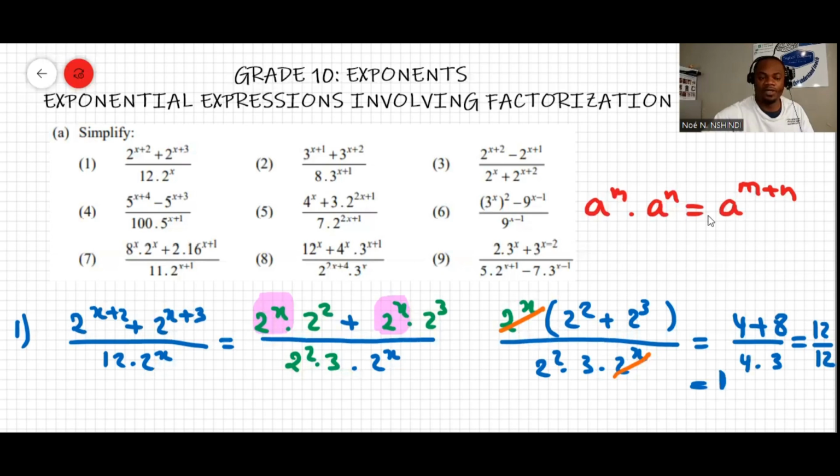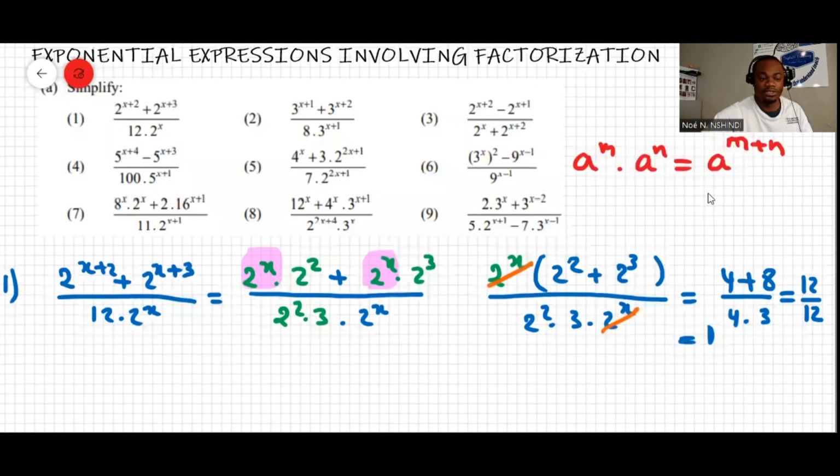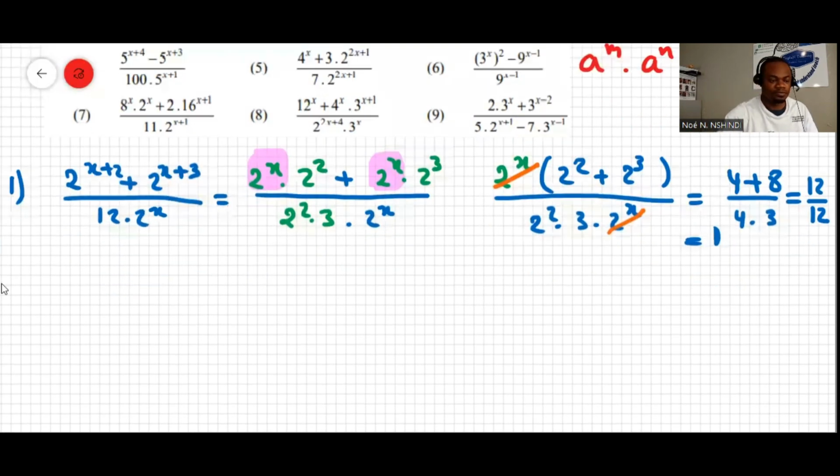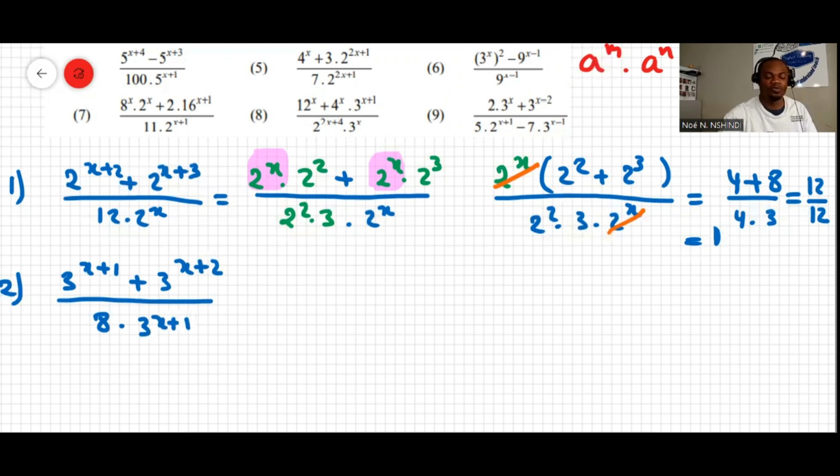I think I need to do question 2 as well. It's similar to question 1, but just for the sake of clarity, I need to do question 2 also. Question 2 was 3 to the power of x plus 1 plus 3 to the power of x plus 2, all over 8 multiplied by 3 to the x plus 1. Now let's solve it.